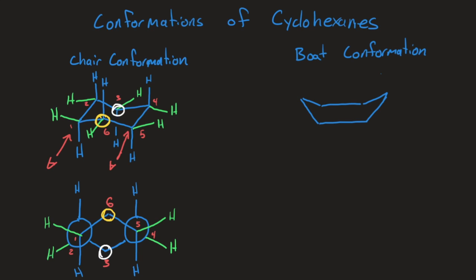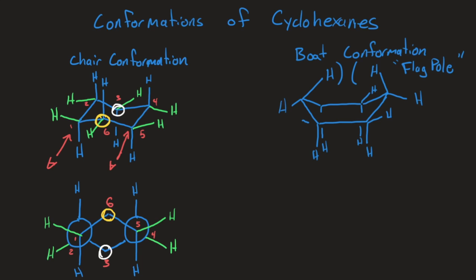It's got 2 hydrogens coming off like that. These have an unfavorable interaction there. These are called flagpole hydrogens. And these are coming down like this. And then each of these carbons has 2 hydrogens coming off of them. One going slightly down, one going slightly up. Or actually, most of them are going straight down, and then they have a couple going slightly up.